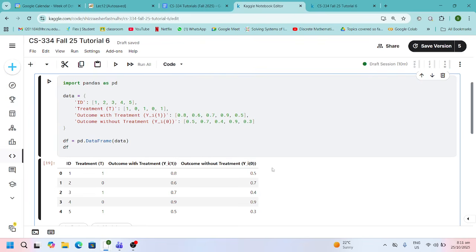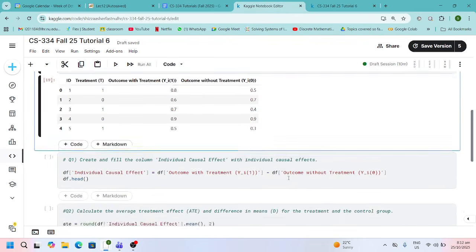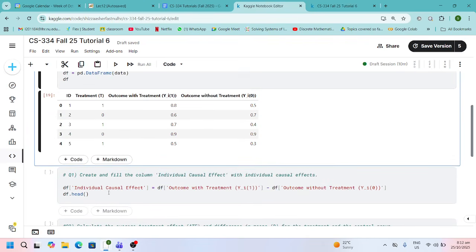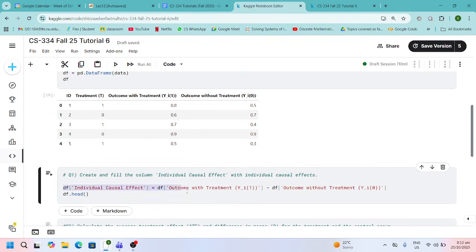I will first of all try and find the individual treatment effect. For each individual, this is fairly straightforward. I will do yi1 minus yi0 for every individual. In pandas, we know that this is really straightforward. You just declare a new column, you specify its name, and then you equate it to whatever operation you're performing between these two. So this is what that looks like.